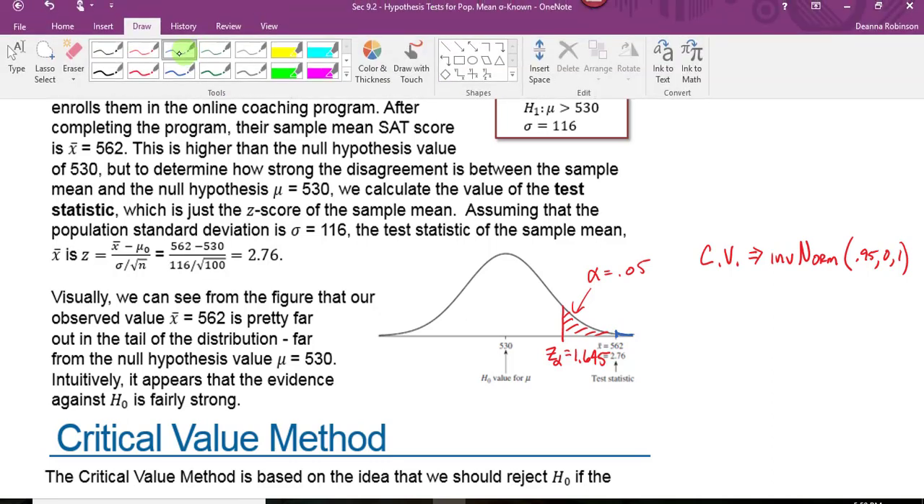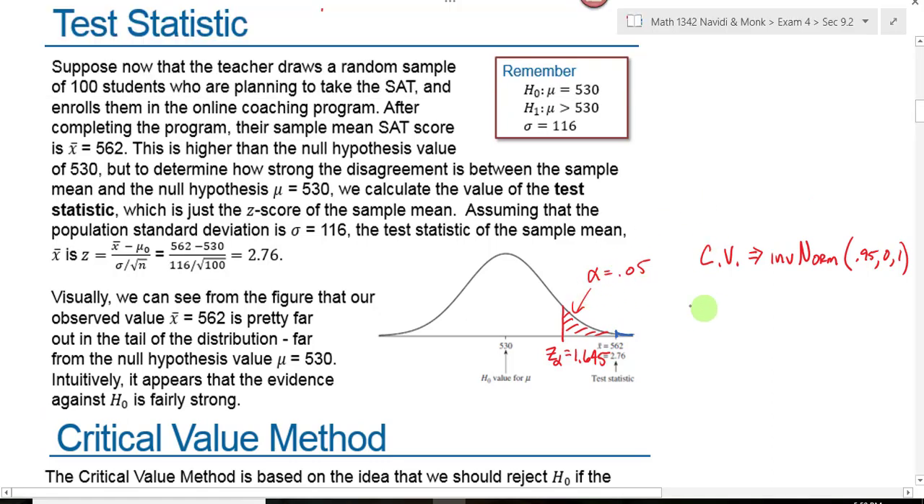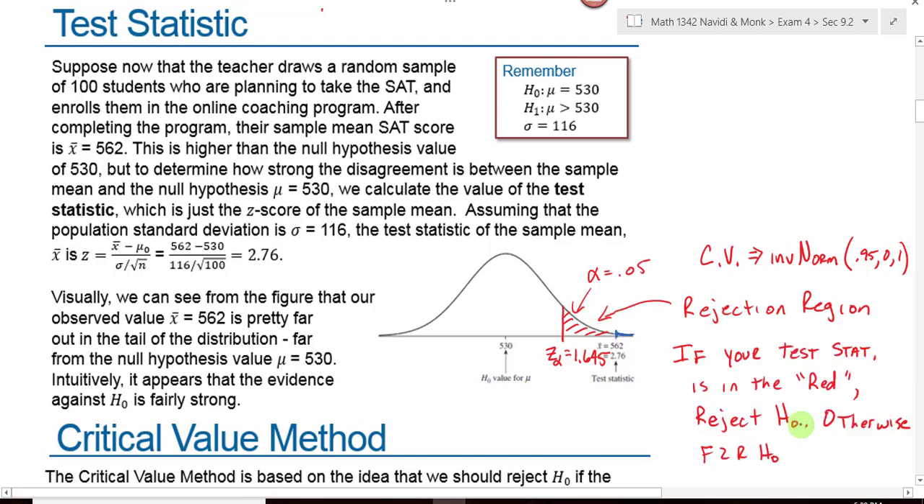This red region we call our rejection region. This shaded area right here is the rejection region. If your test statistic falls in this rejection zone, we reject the null hypothesis. Otherwise, we would fail to reject the null hypothesis. Our test statistic for this problem, we were told, was 2.76. That's this number right here, 2.76. Our test statistic falls clearly in the red zone, so our decision here would be to reject the null hypothesis.